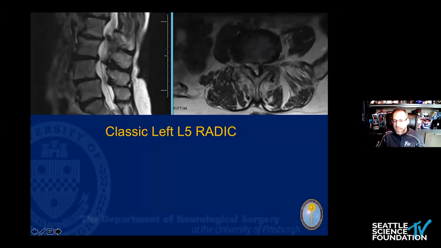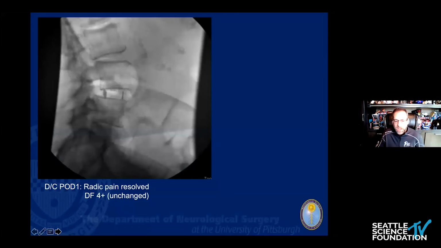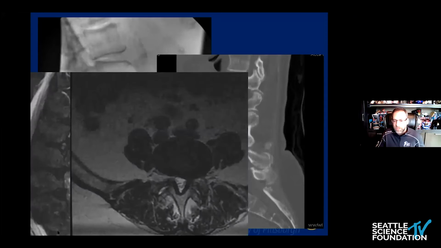This is a patient that has pathology throughout her spine, but at L4-5, she had a pure L5 radiculopathy. You can see there's not significant motion on flexion extension. We did a single level standalone lateral, and she had dramatic resolution. By a year out, we get a CT on everyone. We can see very mild subsidence, still good indirect decompression of that space, and she remains with full strength.